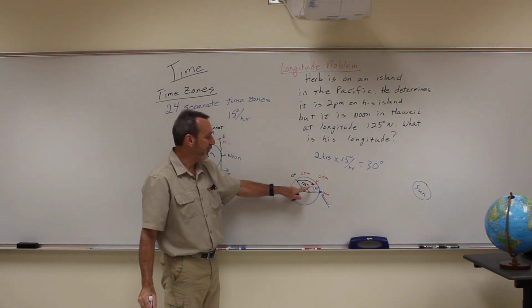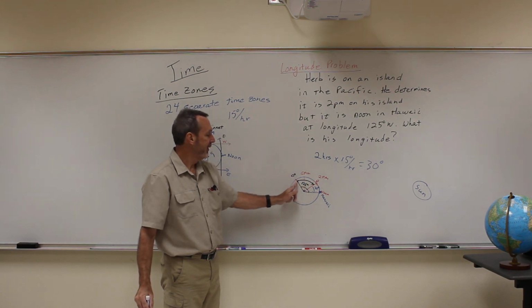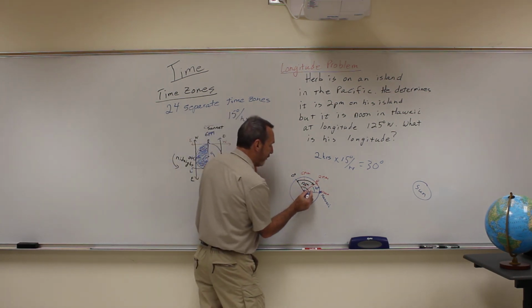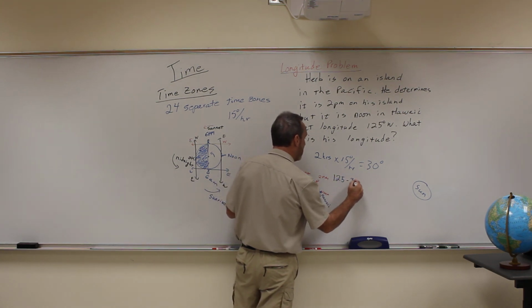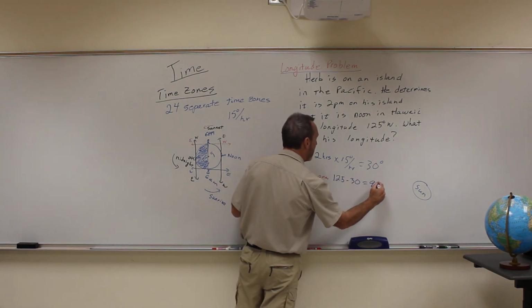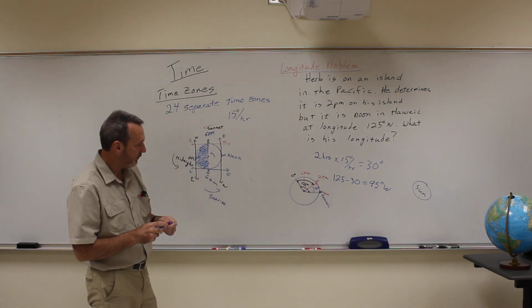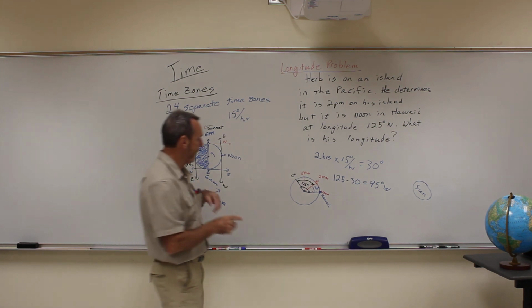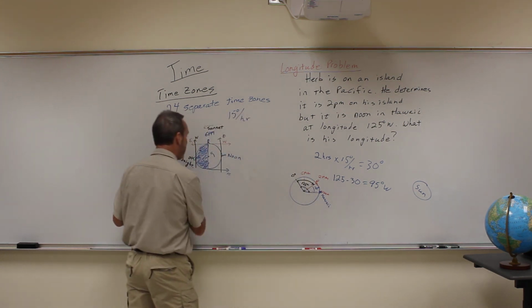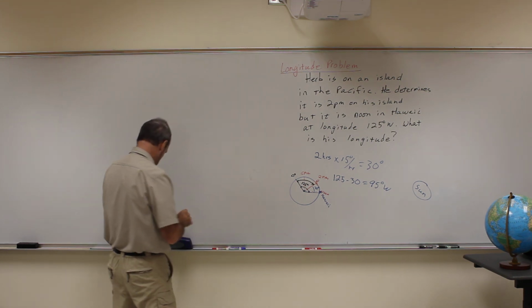But we don't want that angle. We want the angle from 0 to Herb. So we take the whole angle. Remember, this whole thing is 125. We just take 125 minus 30, which is 95 degrees west. All right. I know you're saying, that looks a little tricky. Let's do another one. So this is another example.